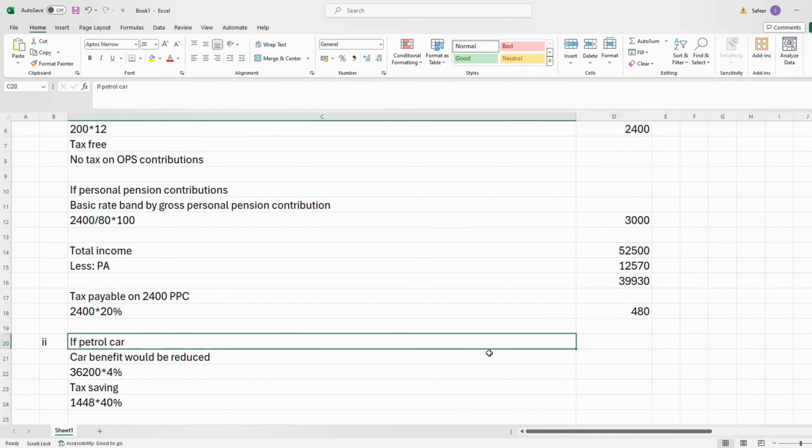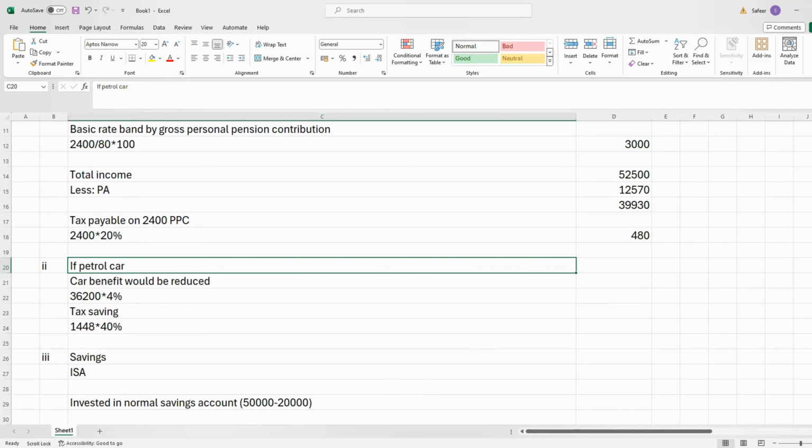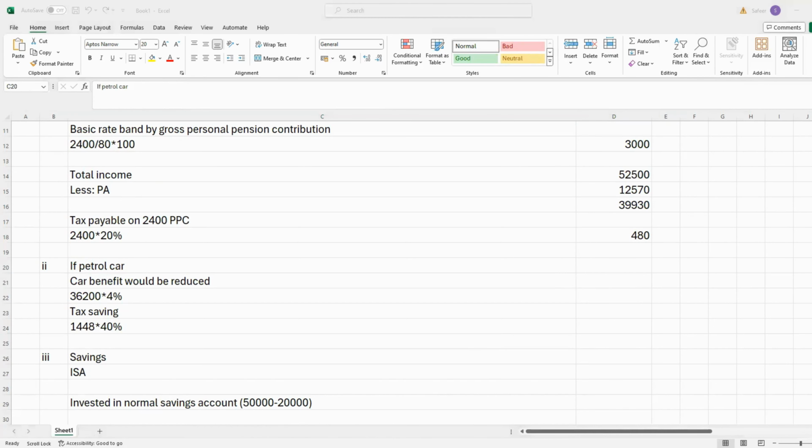And then part A2 is in relation to the car benefit. The question is that this person is a higher rate taxpayer and has been provided a diesel car, and the diesel car does not meet RDE2 standards. Now remember, if the diesel car does not meet the RDE2 standard, that means the scale charge as a CO2 percentage will be 4% higher than for a petrol car.